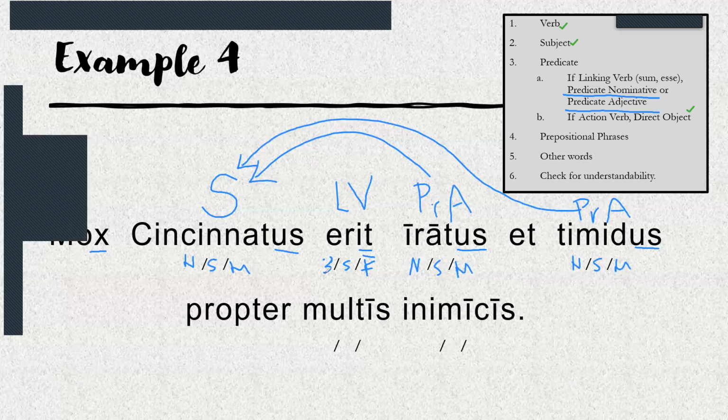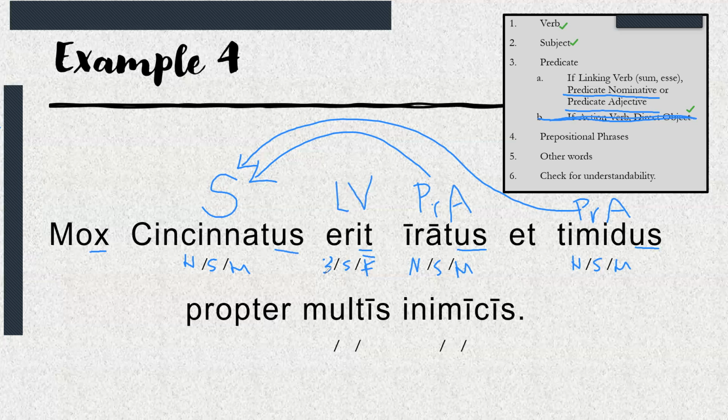And by the way, we do not need to worry about this at all because we don't have one of those. Okay, so let's translate. Cincinnatus, Cincinnatus, erit, will be, iratus, angry, timidus, fearful.